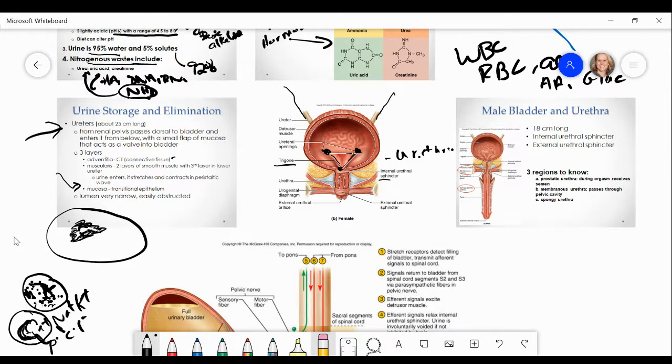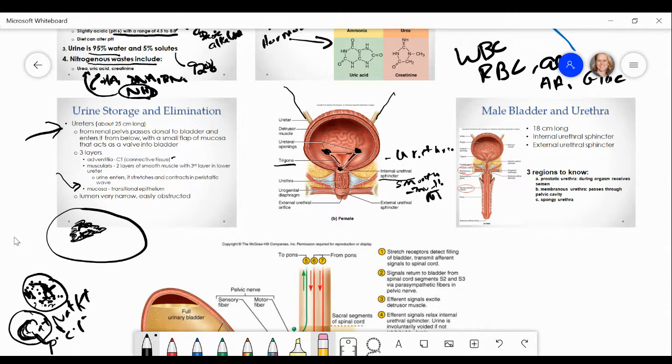Now, the urethral opening here at the bladder start and the urethral start is known as your internal urethral sphincter. And remember, that is going to be a smooth muscle sphincter. So that is under involuntary control, right? So whether the sphincter dilates or constricts is going to be under neurotransmitter, usually parasympathetic control. Again, parasympathetic control is going to try to influence this to relax. It's going to be under local control.